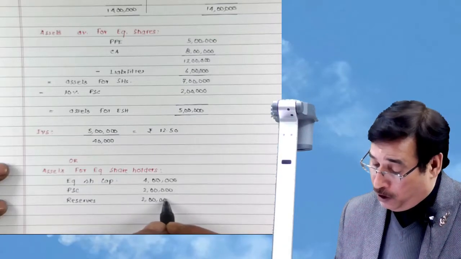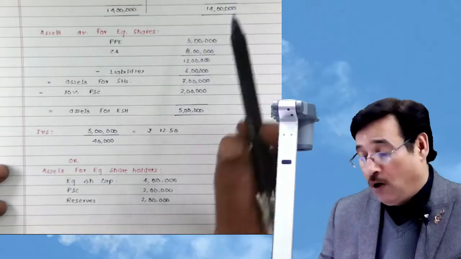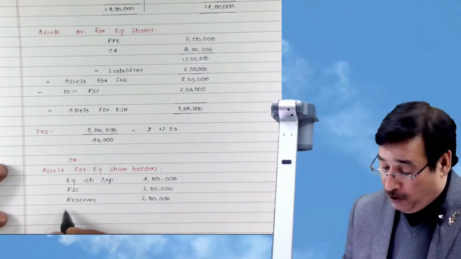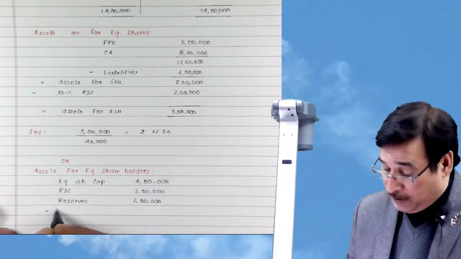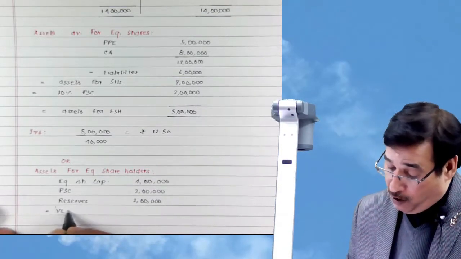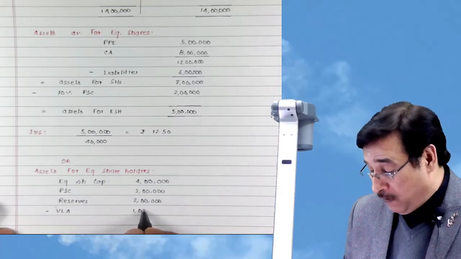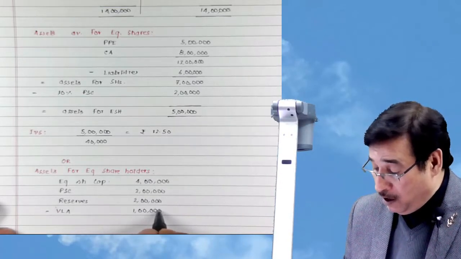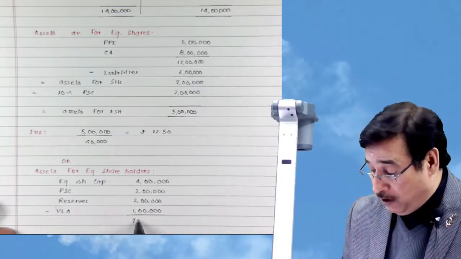If reserves belong to owners, then valueless assets also belong to owners. So valueless asset is a sort of loss, you can say. So less valueless asset. Valueless asset is 1 lakh. Now you can see that assets available for shareholders we can get now, 7 lakh.